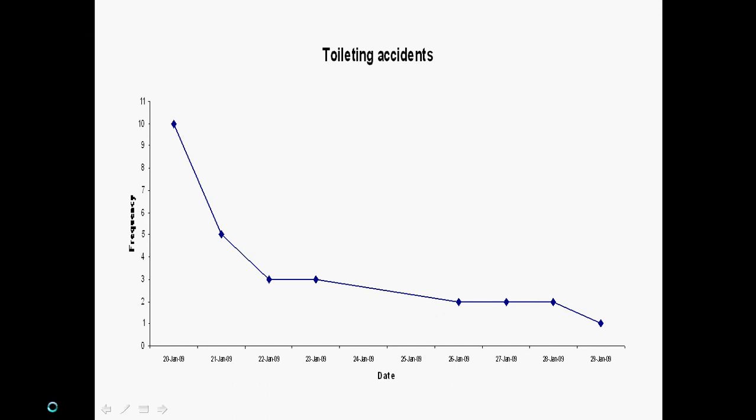Here's another example. What we can see by this data is toileting accidents. How great is it to see that accidents are decreasing? If we didn't have data, we wouldn't know this.